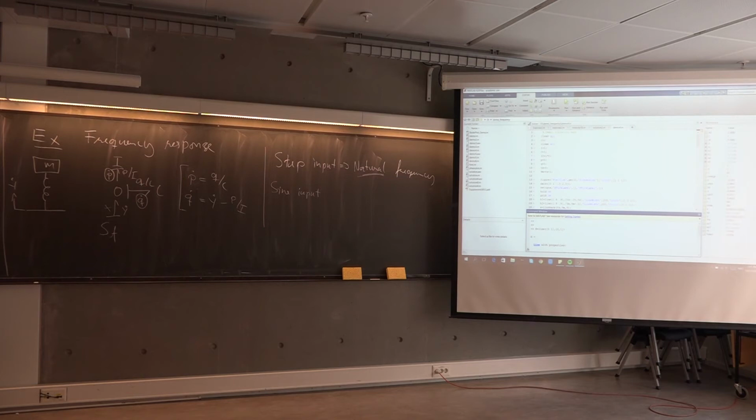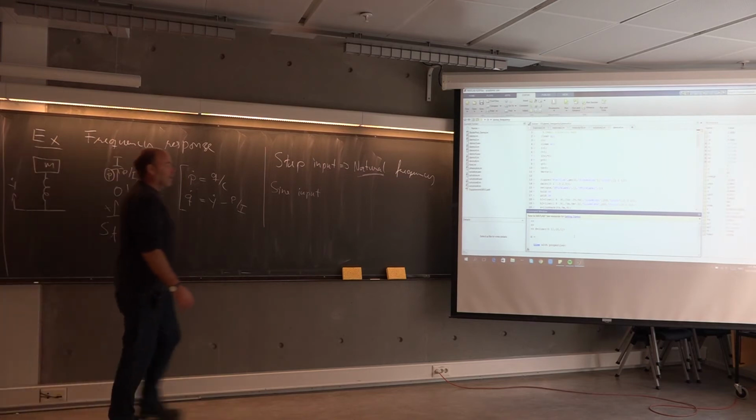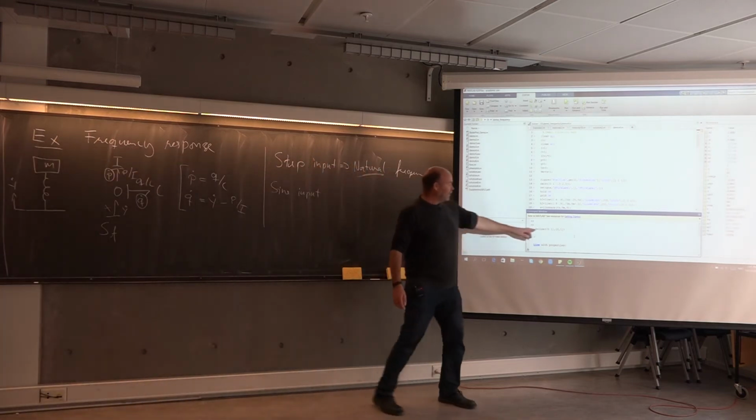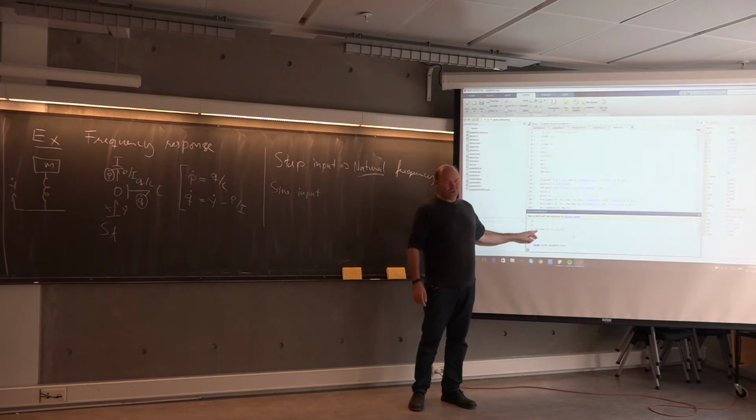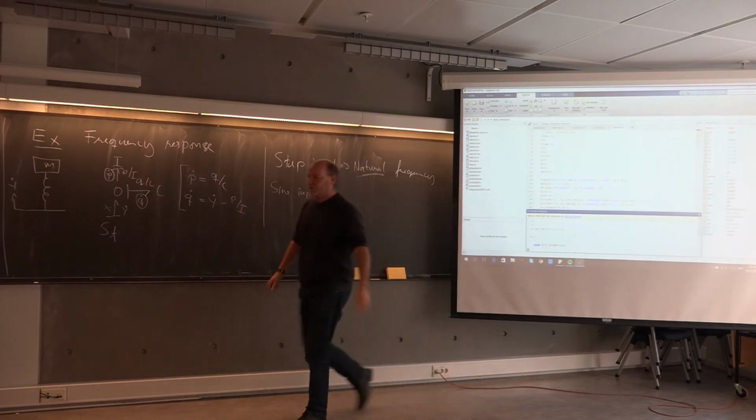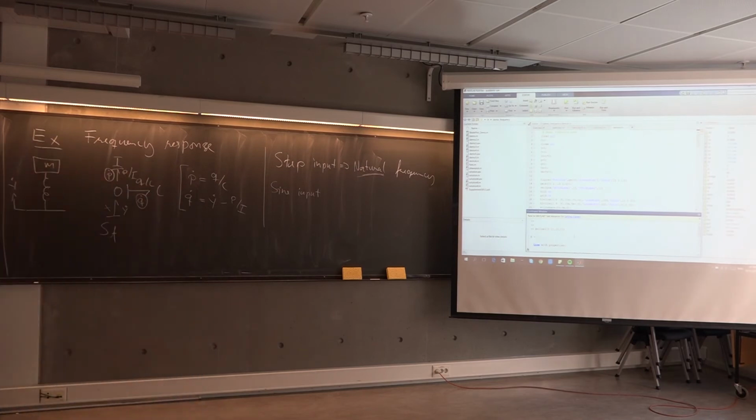Here, I didn't just write line, I wrote h equals line. Now this big H, that's a handle, sort of a pointer into this graphical object. And this H will now have a whole bunch of properties which you can play around with.